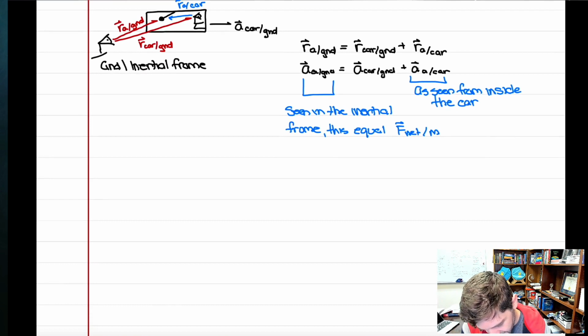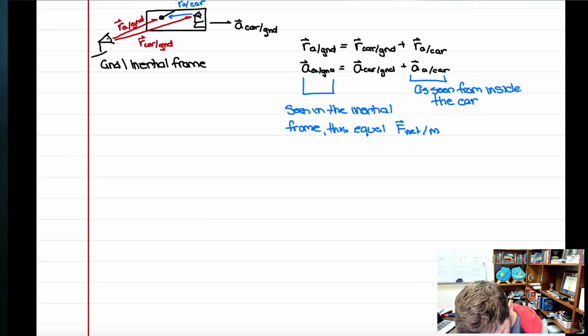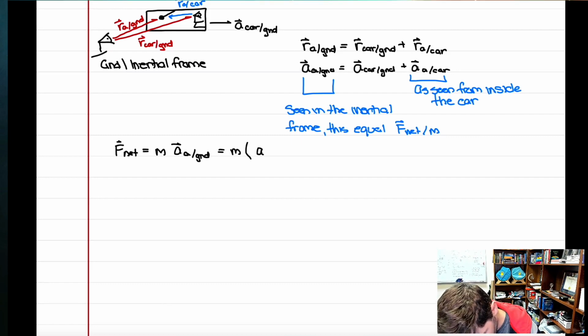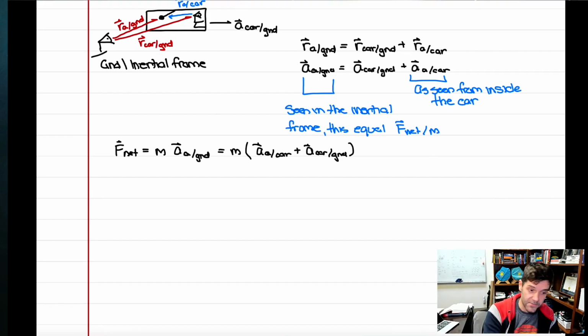So if you wanted to write down Newton's second law in an inertial frame, you would say that F net equals the mass of the object times the acceleration of the object, the air freshener, relative to the ground. We just wrote down that that's the same thing as the acceleration of the air freshener relative to the car, plus the acceleration of the car relative to the ground. What I've written down here is completely true.